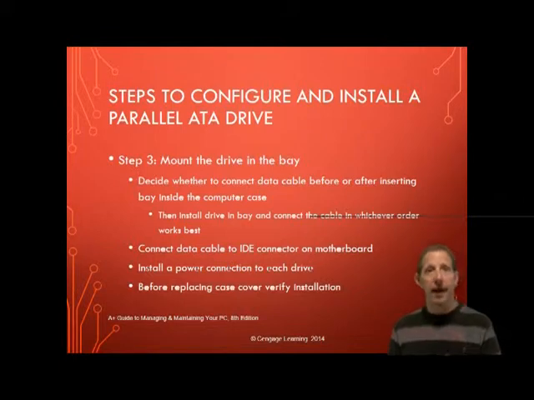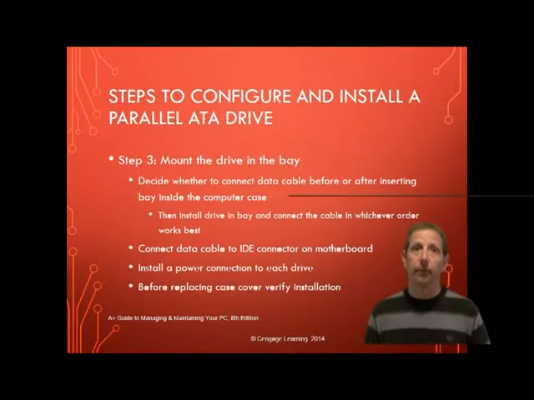The third step is mounting the drive in the bay. Now that you have set the jumpers, your next step is to look at the drive bay that you will use for the drive. The bay can be stationary or removable. You saw both of these bays earlier in the chapter. Follow these steps to install the drive. Decide if it's best to connect the ribbon cable to the drive before or after you install the drive in the bay. Then install the drive and connect the cable in whichever order works best for your situation.